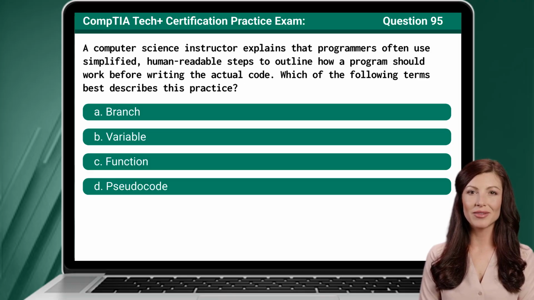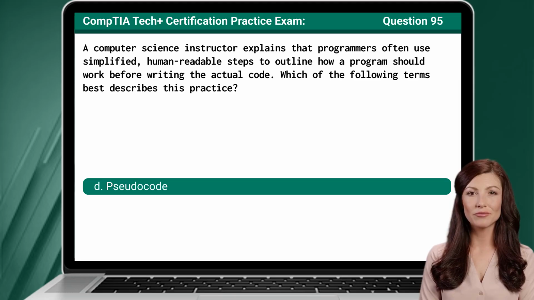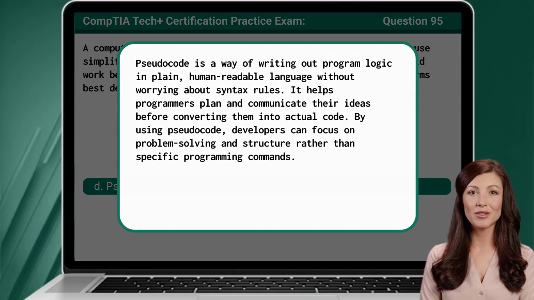The answer is D. Pseudocode. Pseudocode is a way of writing out program logic in plain, human-readable language without worrying about syntax rules. It helps programmers plan and communicate their ideas before converting them into actual code. By using pseudocode, developers can focus on problem-solving and structure rather than specific programming commands.